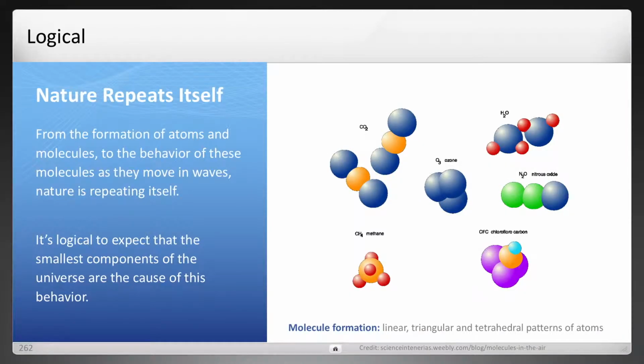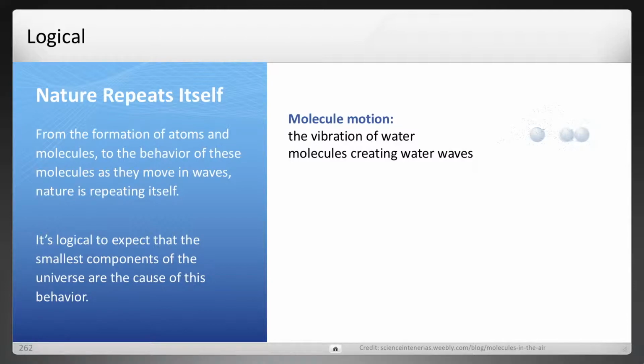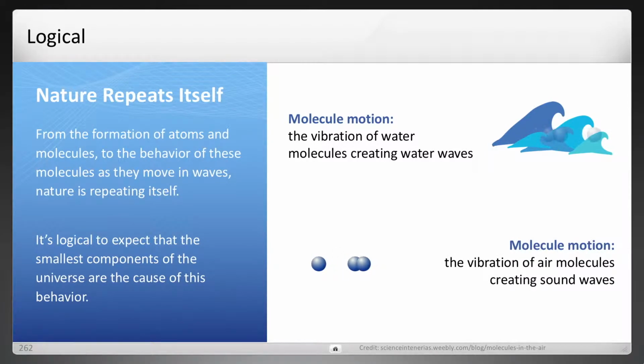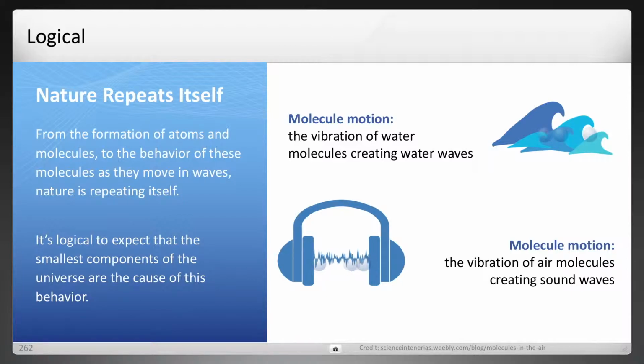And it's logical because nature repeats itself. Here's a formation of atoms forming molecules, and look at the formations from linear to triangular and tetrahedral patterns. We'll start first with that H2O molecule there at the top right, because vibration of water molecules creates water waves. We see the same thing with air molecules too. Vibration of those molecules creates sound waves. So here we see particles creating waves all the time through their vibration.